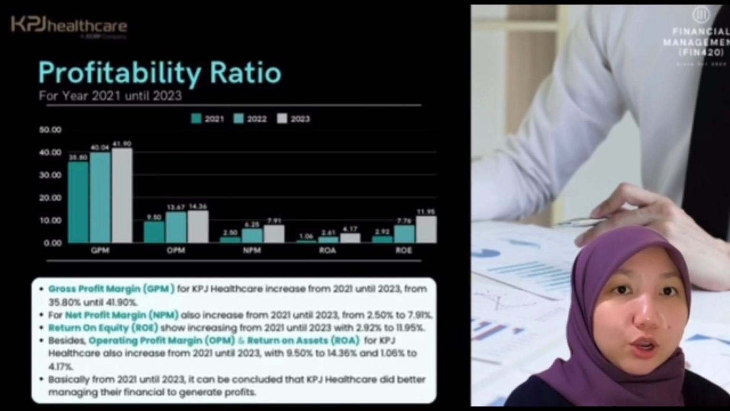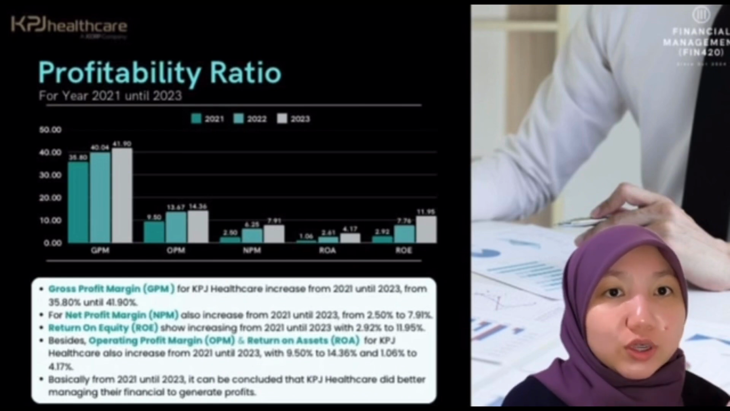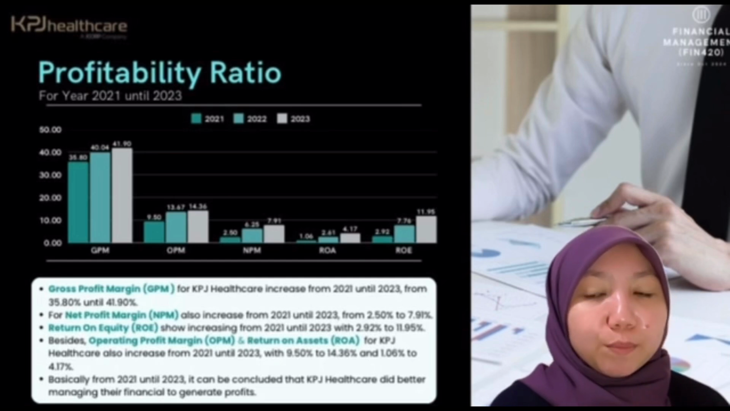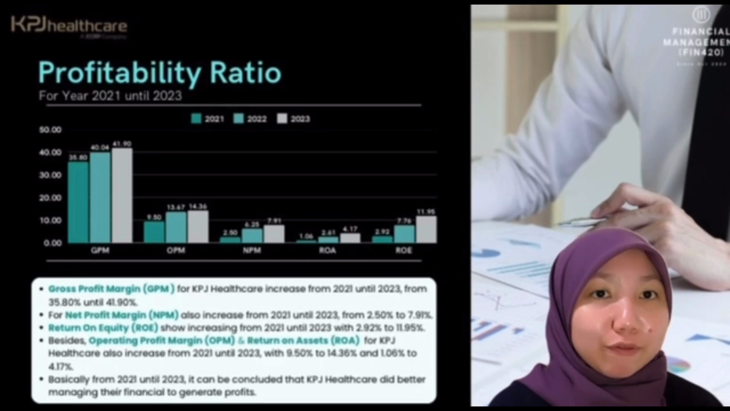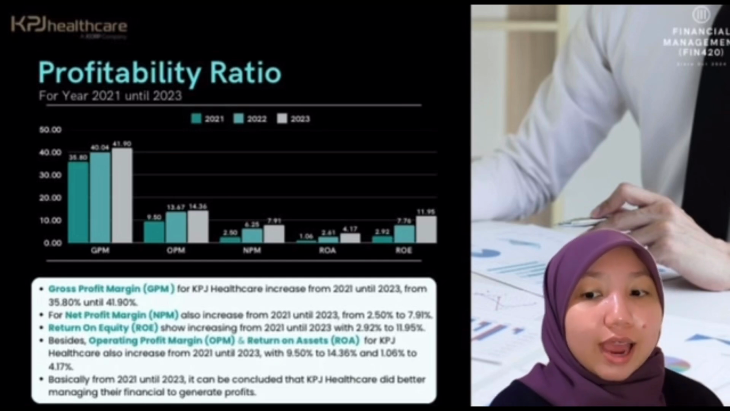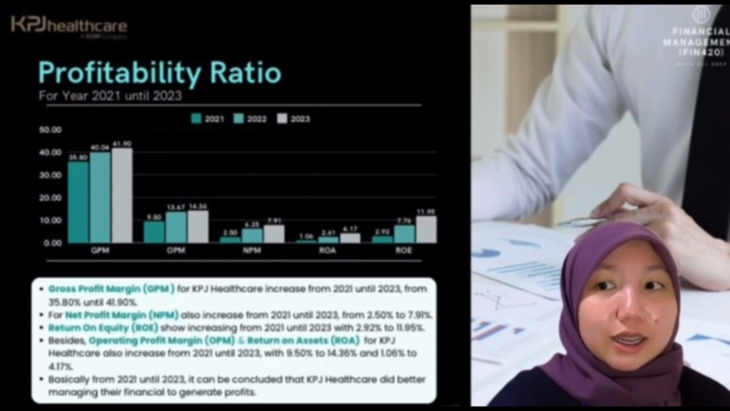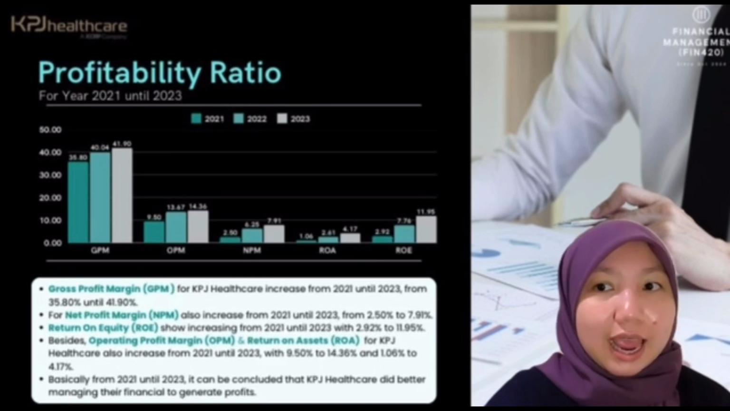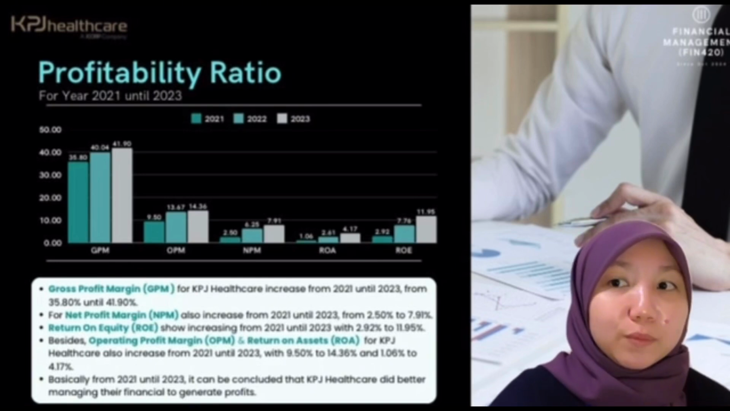Next, return on assets increased from 1.06% to 4.17%, reflecting better utilization of assets. Return on equity improved from 2.92% to 11.95%, indicating higher returns for shareholders. The steady growth in profitability ratios over three years highlights KPJ Healthcare's ability to enhance financial performance and operational success.